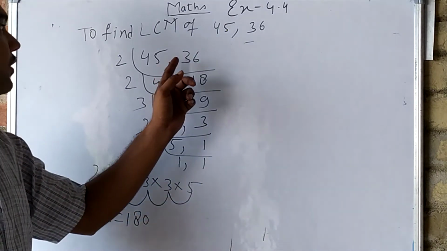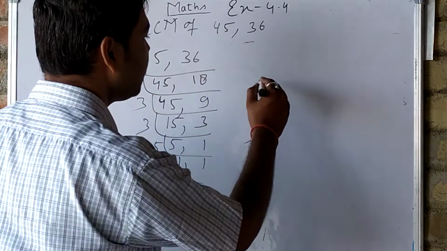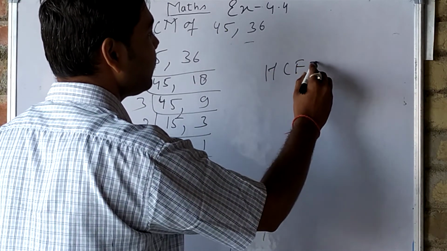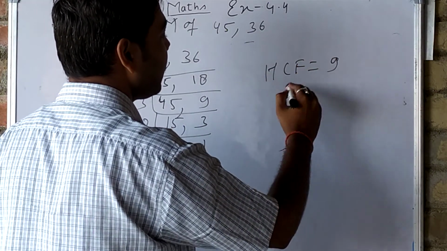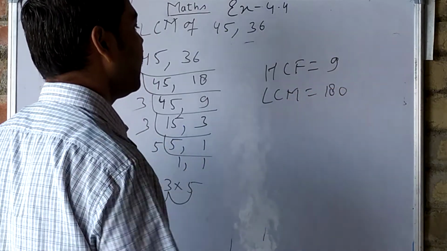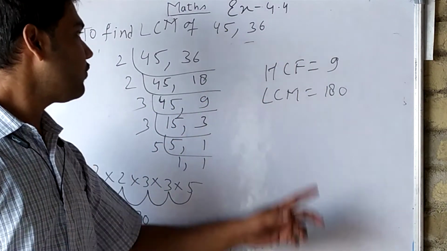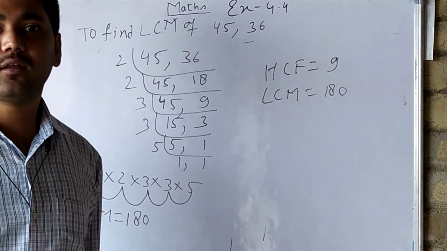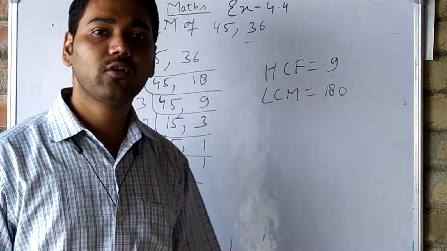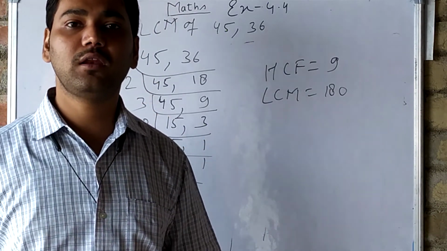So what we have seen? We have seen that the HCF of 45 and 36, which we found earlier, is 9, and the LCM is 180. Understand? LCM is 180 and HCF is 9 for 45 and 36. So these are the two methods of finding HCF and LCM. I have made it very clear.